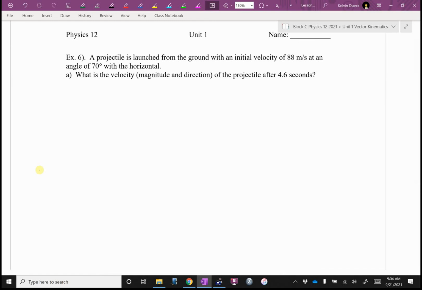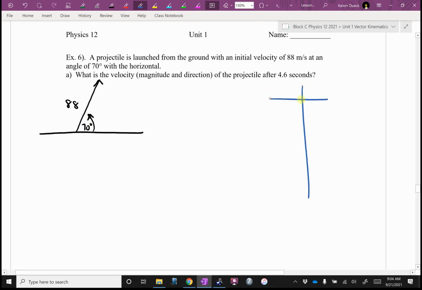I'm going to dulp the original first of all. So here's the original. Here's the ground. 70 degrees is actually pretty steep. How about like that? 88 meters per second, 70 degrees. I'm going to do my trusty t-table. Oh, did I say angle? Components.